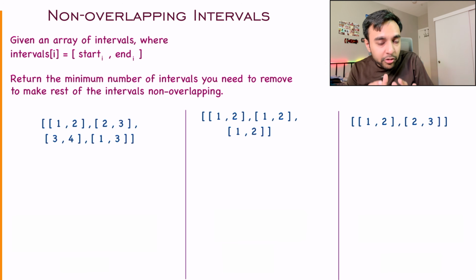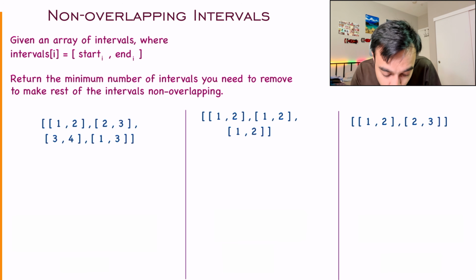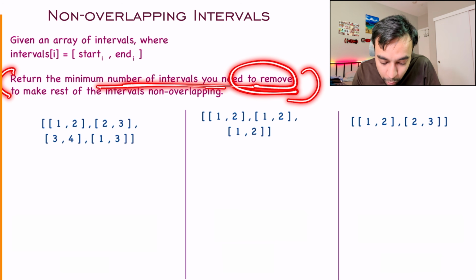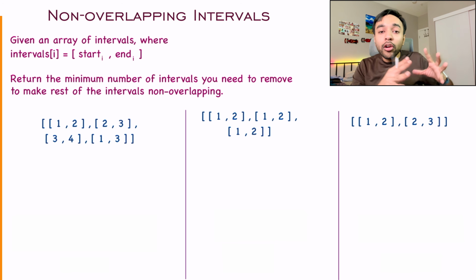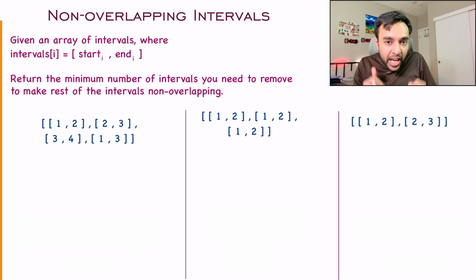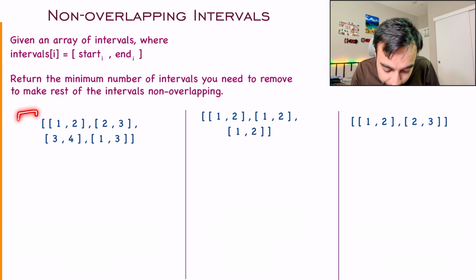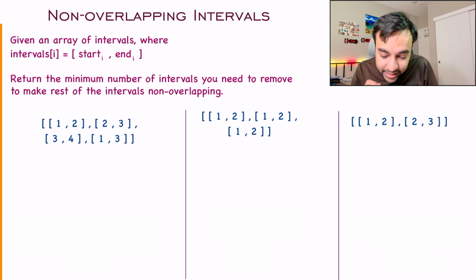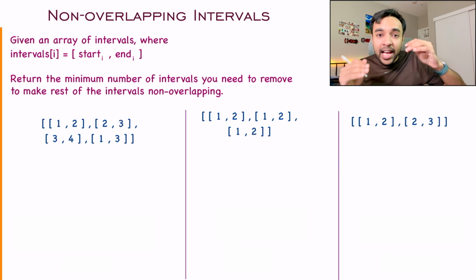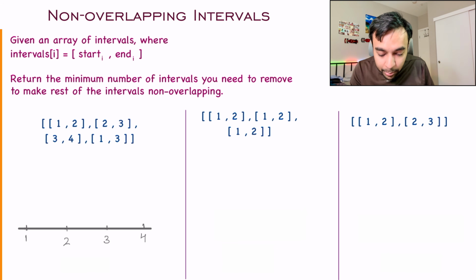So, what do you actually need to do in this problem? You need to return the minimum number of intervals that should be removed such that all of the other intervals are non-overlapping. Now, these are a lot of words. What do they actually mean? For example, if I have my first test case like this, I'm going to mark each of the intervals and show them to you on a timeline.